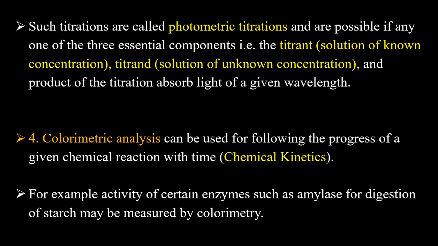For example, activity of certain enzymes such as amylase, which is amylolytic enzyme for digestion of the starch, that is a complex carbohydrate, may be measured by using colorimetry. As the time passes, the amount of the analyte will become less and less and will be converted into simple sugar, and the reaction of the starch with that of the iodine is considered for giving coloration to the particular sample. As the digestion proceeds with the time, the color will become faint or pale, in that case pale blue, as the substrate, that is starch, is converted into product, that is simple sugars.